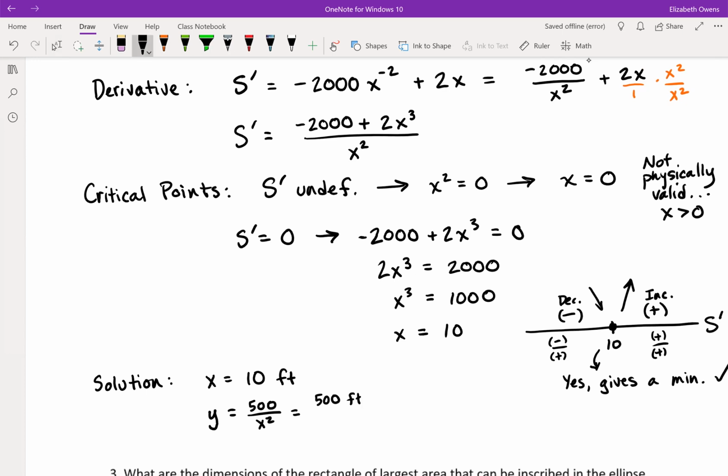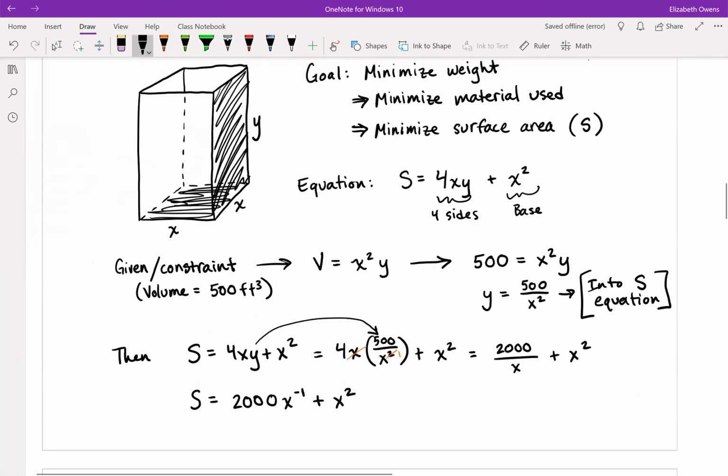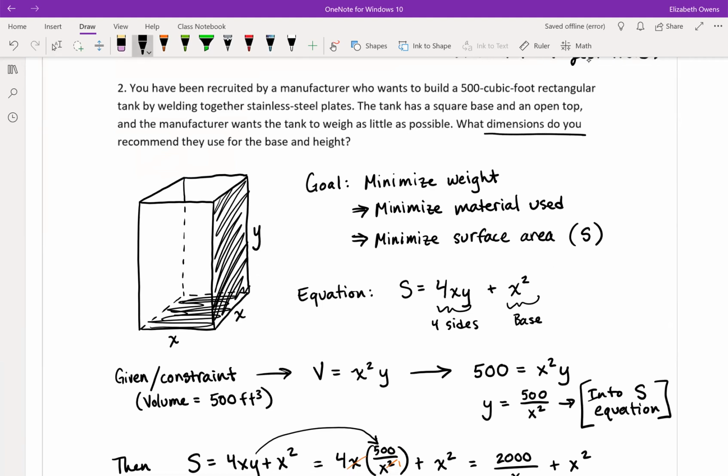That would be 500 cubic feet divided by x is 10 feet, and that is getting squared. So you'd have 500 feet cubed over 100 feet squared. That would give you 5 feet. Okay. And now to give the manufacturer what they really want here, our final answer was supposed to be dimensions of our recommendation for the base and the height. So the base is x by x, and then the height is y.